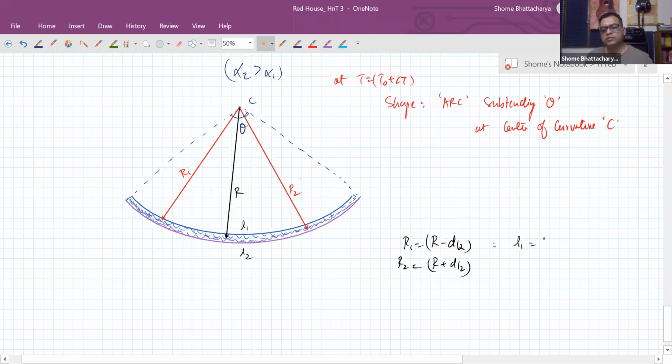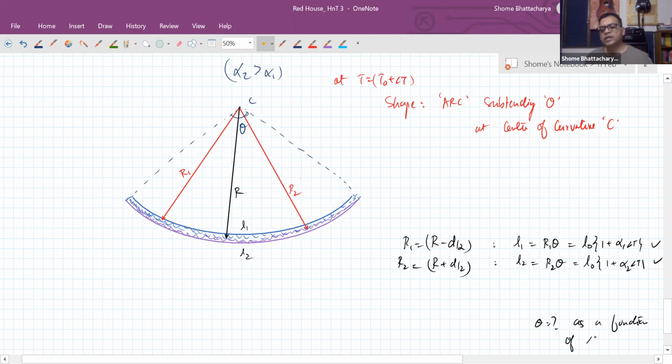L1 will be equal to R1 theta and L2 will be equal to R2 theta, and that should be equal to L naught into 1 plus alpha 1 delta t, and this should be equal to L naught into 1 plus alpha 2 delta t. So from these two equations now we should be able to get theta as a function of delta t, the rise in temperature. So that's what we'll do next.